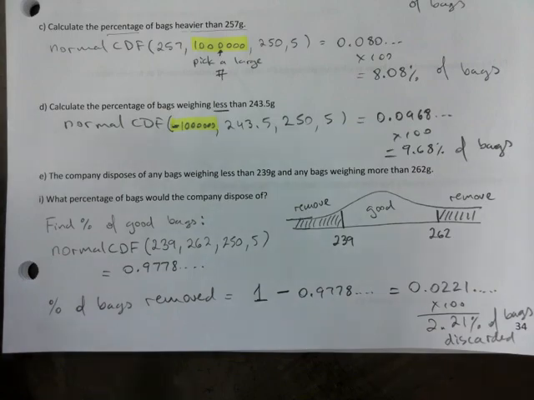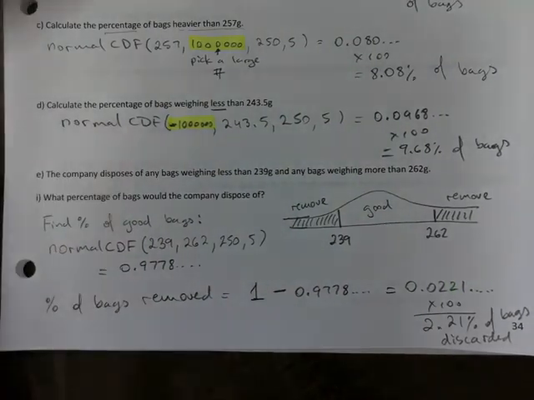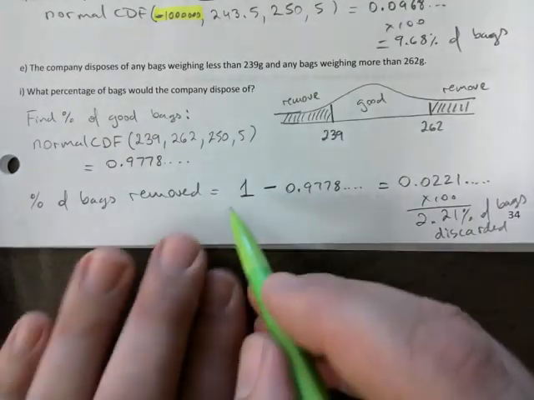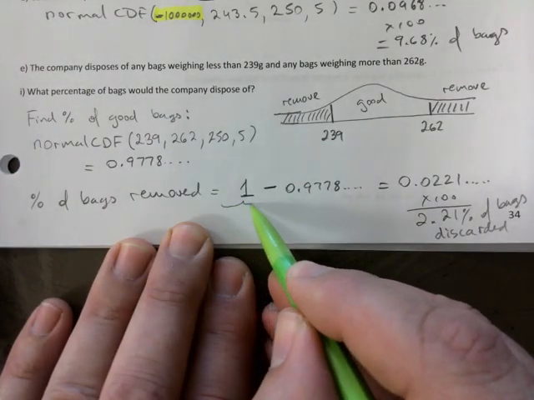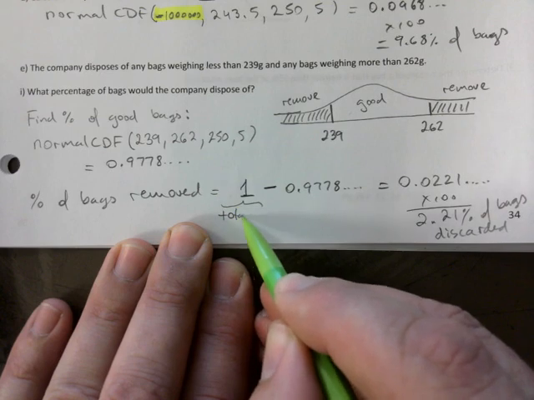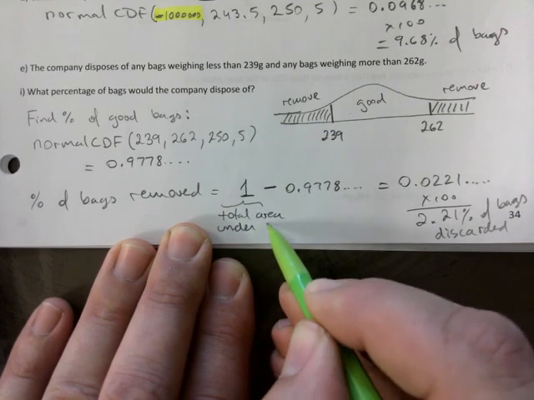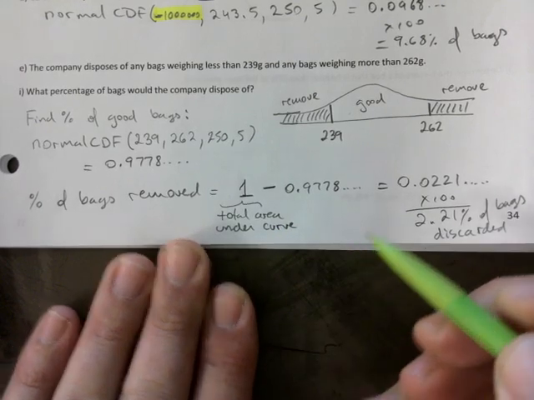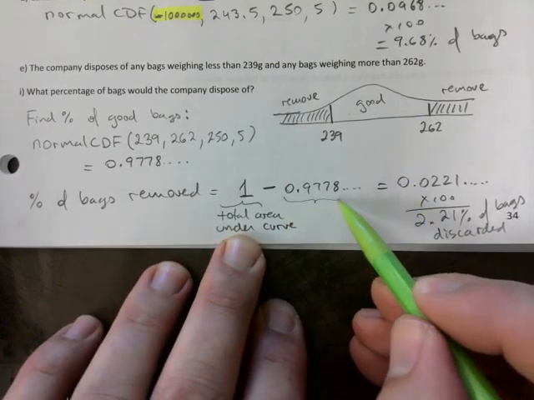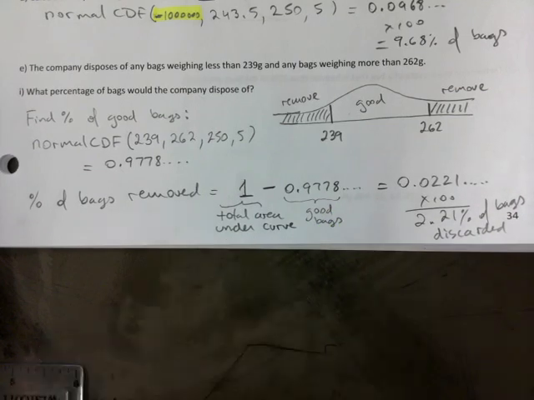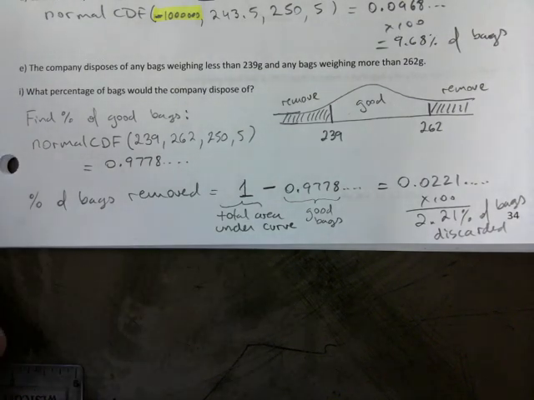Okay. Let's make a note here. Sorry, I'm going to move this up because I know you're probably squinting there. What's happening? This is total area under curve. Okay. This is good bags. So I go total area minus the good ones. I'm left with the percentage that is removed.